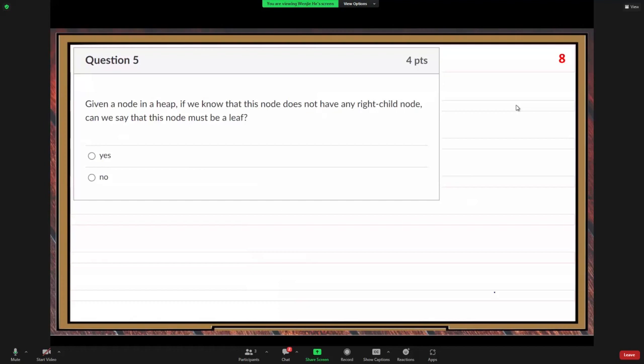Question 5, given a node in a heap, if we know that this node does not have any right child, can we say that this node must be a leaf? No, right? It could have a left child without a right child. Okay, so there is a possibility. So here the answer is no.